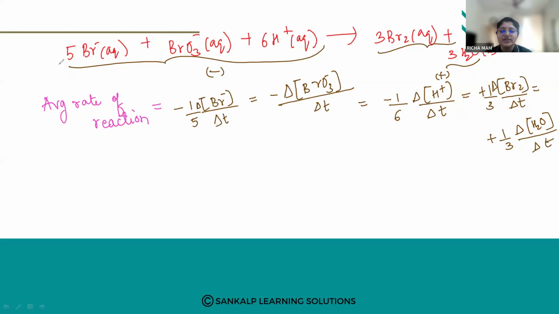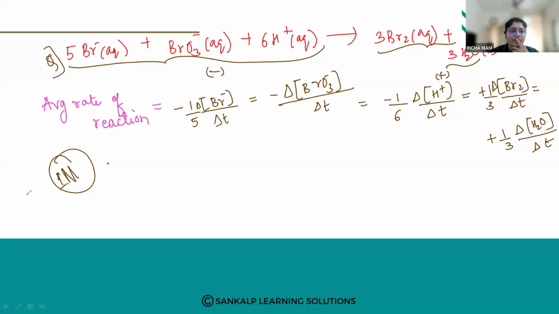So like this the question is asked: they give you the equation and tell you to write the average rate of the reaction. Like this it is asked for 1 mark. Got it? So this is about average rate of the reaction. Are both the cases clear?